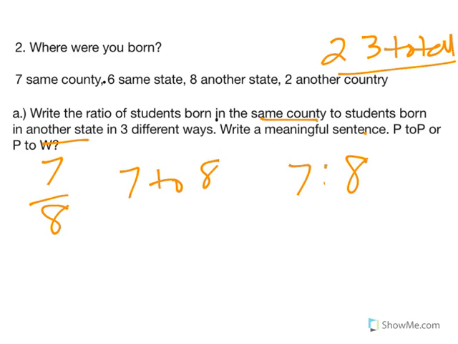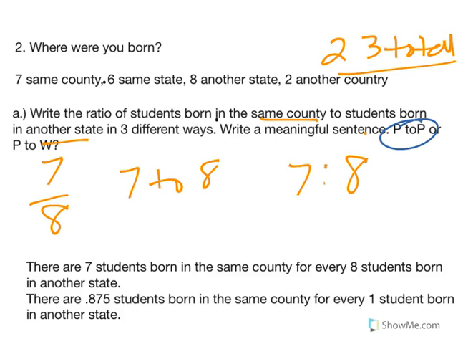Now, hopefully you recognize that this is part to part because the total, which is 23, is nowhere to be found. So a meaningful sentence, I actually wrote two sentences for you. So the first one is kind of basic. There are 7 students born in the same county for every 8 students born in another state, and then compare that to there are 0.875. That would be 7 over 8, change it to a decimal. There are 0.875 students born in the same county for every 1 student born in another state. Sorry, that's another state, not the same state. I apologize for that statement.